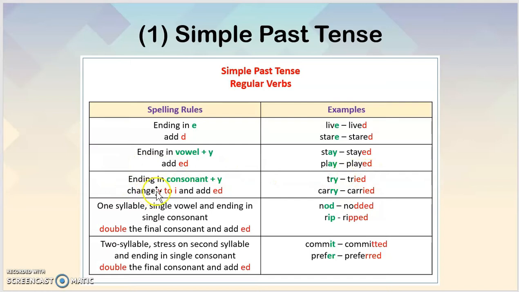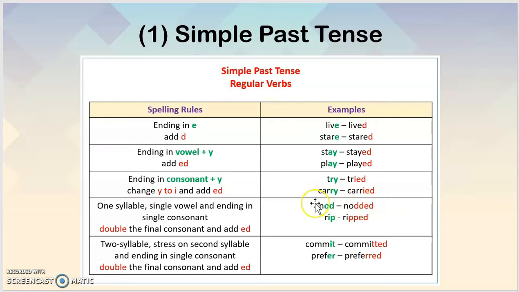The third one, ending in consonant plus Y. Consonant adalah huruf selain daripada A, E, I, O, U. The last alphabet Y, you change it to I and end it with ed. Okay, for example, try becomes tried. T-R-Y, Y tukarkan jadi I-E-D. The next word, carry. The letter Y, you change it to I-E-D, so it becomes carried.